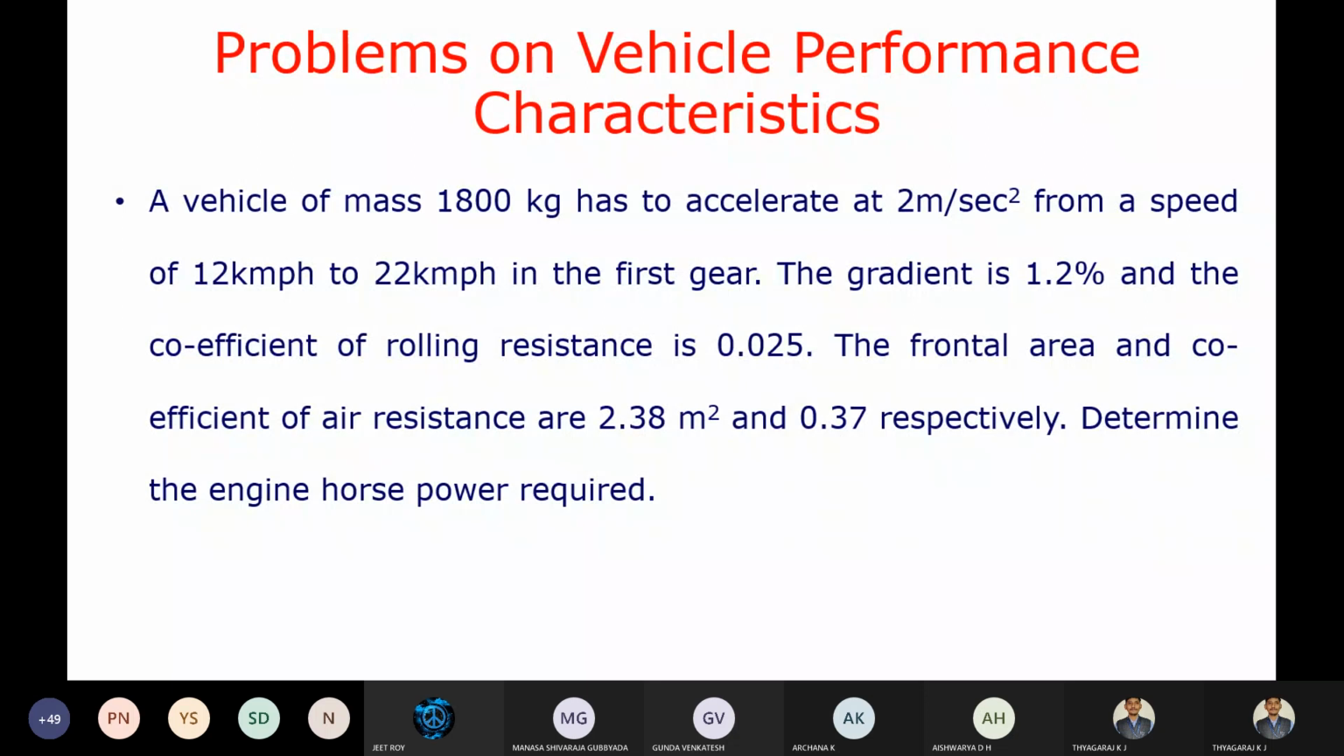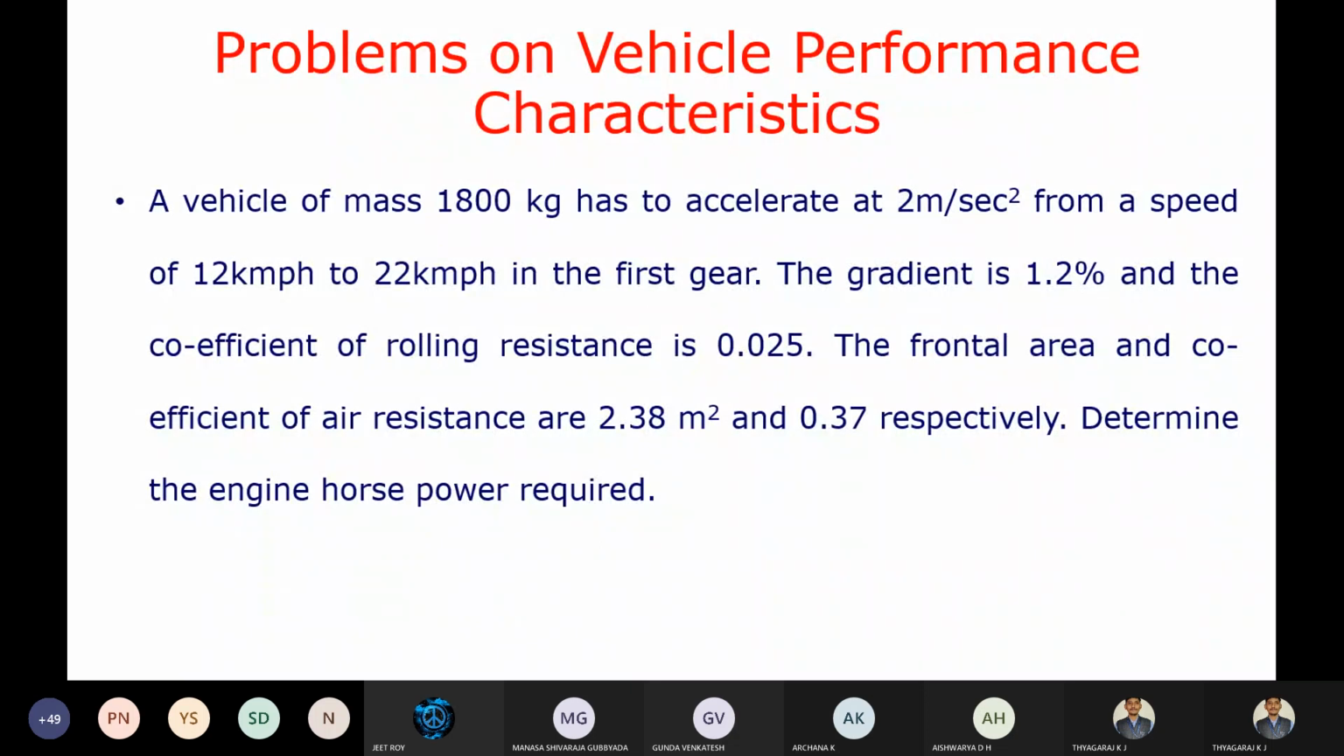The frontal area and the coefficient of air resistance are 2.38 meter square and 0.37 respectively. Determine the engine horsepower required.